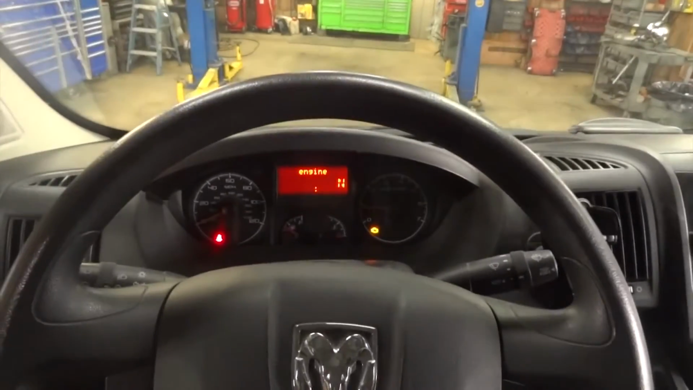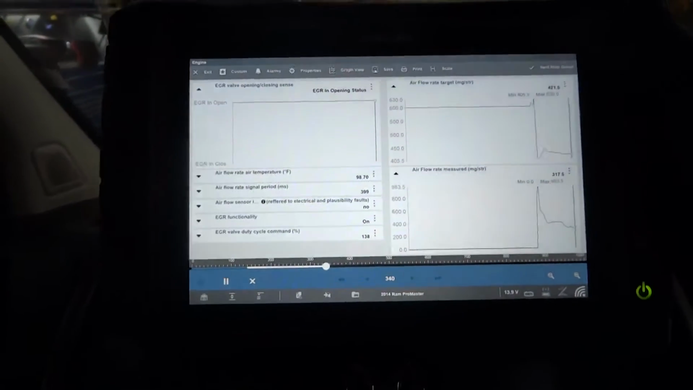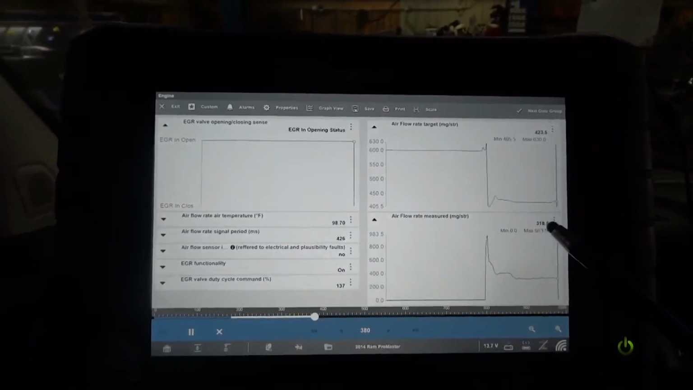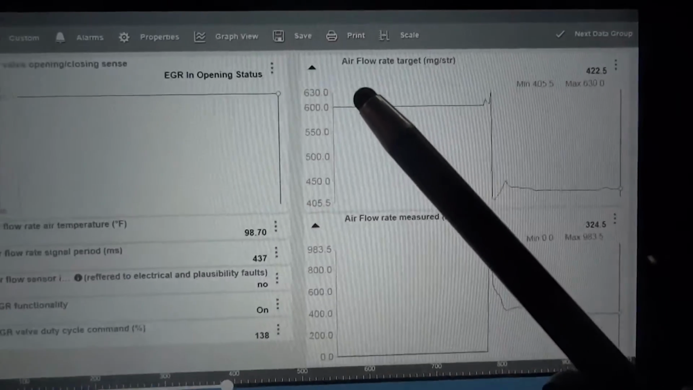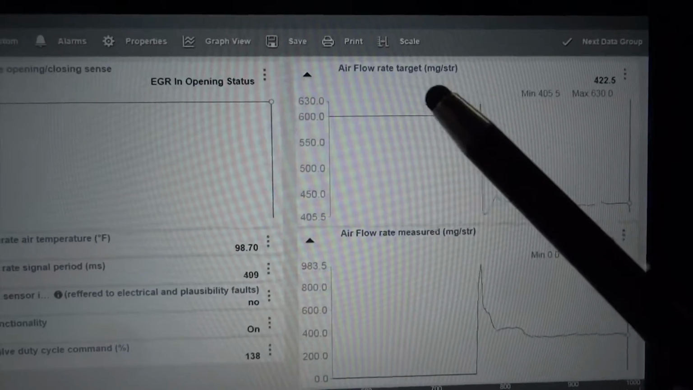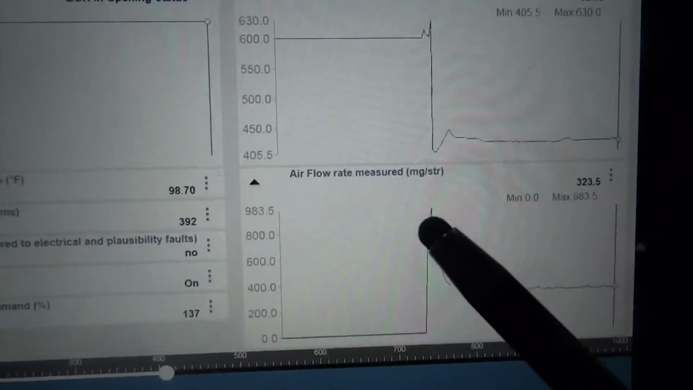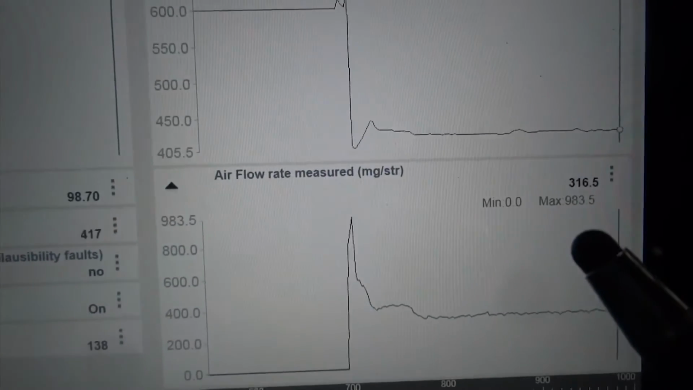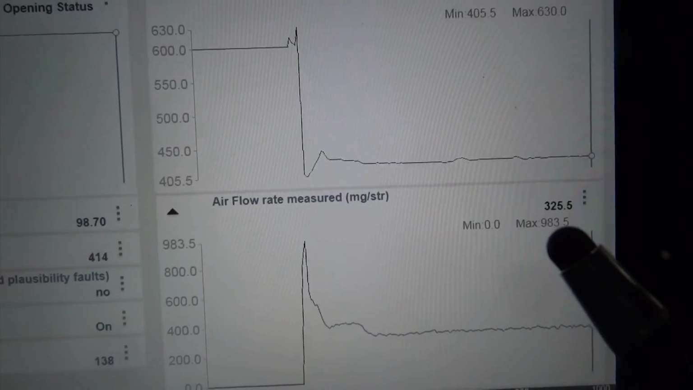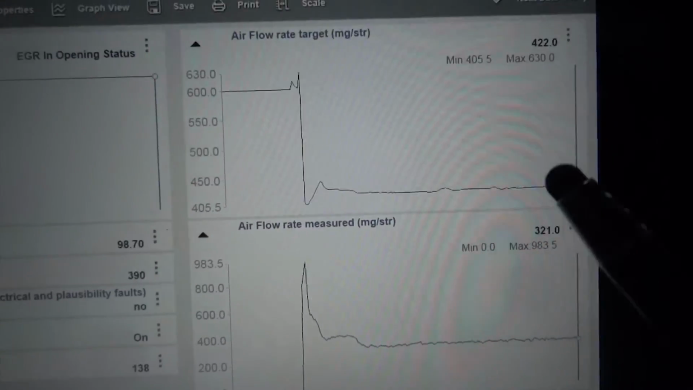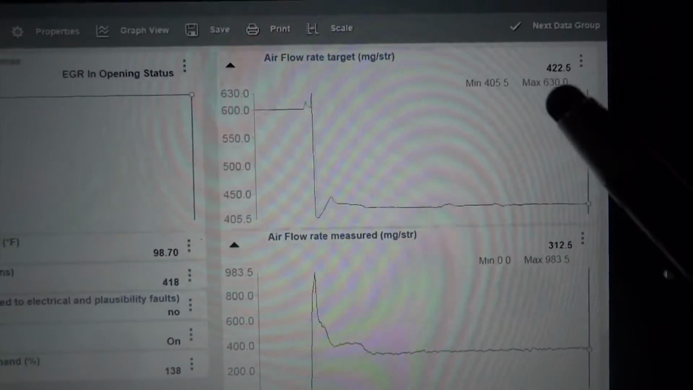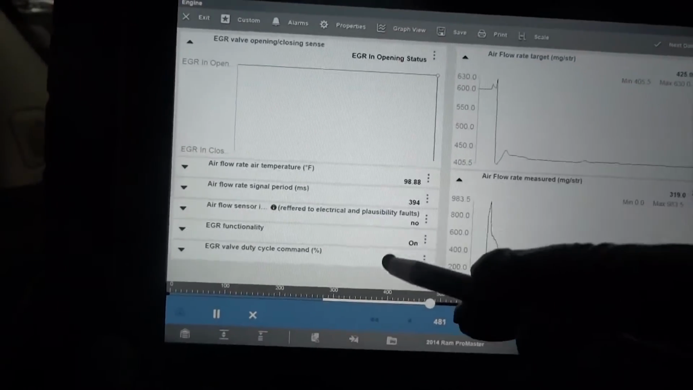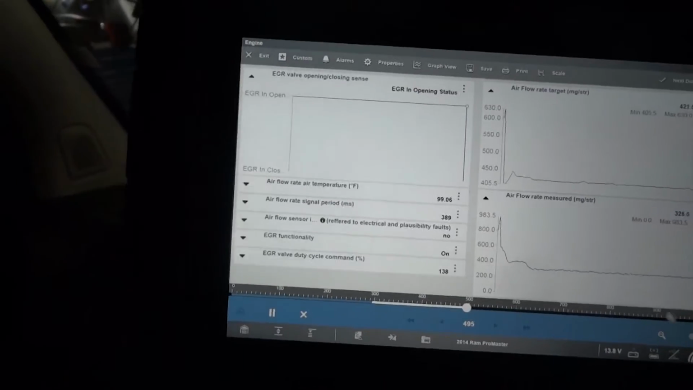As you can see, the check engine light is still on. Our airflow measured is actually slightly different from our target airflow. So this is basically the desired, and this is the actual. On the desired we have 422, and the actual is bouncing between 320 and 316. So our actual is lower than our desired. And our EGR valve is not open right now.